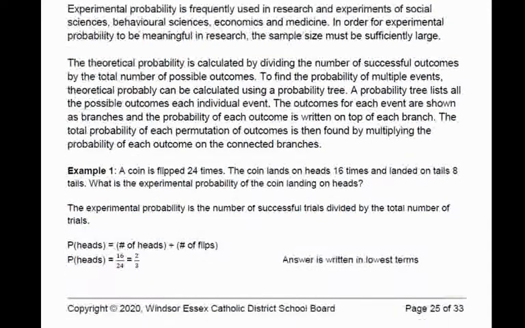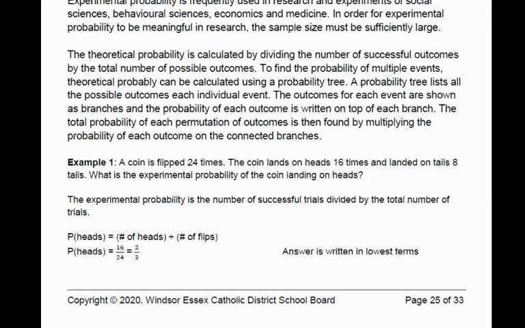Example 1 has a coin flip that has been flipped 24 times. And it says here the coin lands on heads 16 times and lands on tails 8 times. And we're asked, what's the experimental probability of the coin landing on heads? Well, in this case, even though we know theoretically a coin has two sides, so it has a 50% chance of landing on heads or tails if it's a fair coin, in this case, we had 16 heads and we had 8 tails.